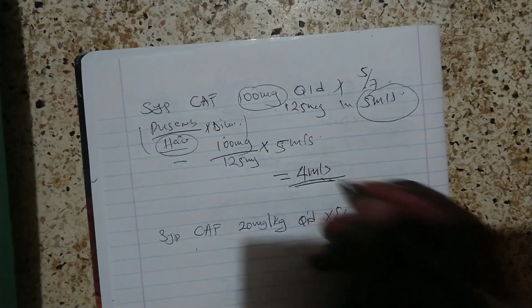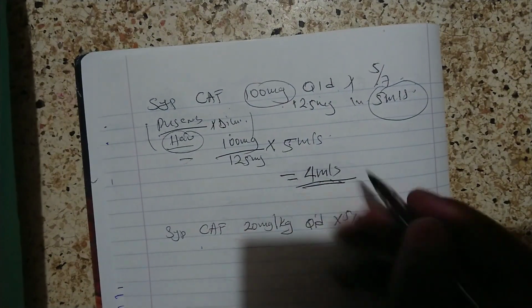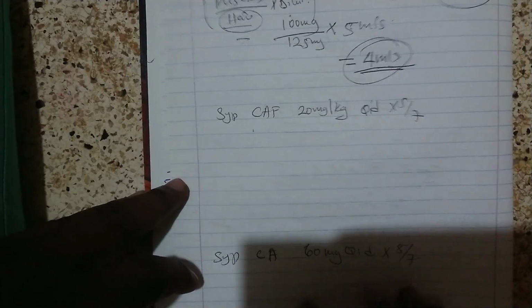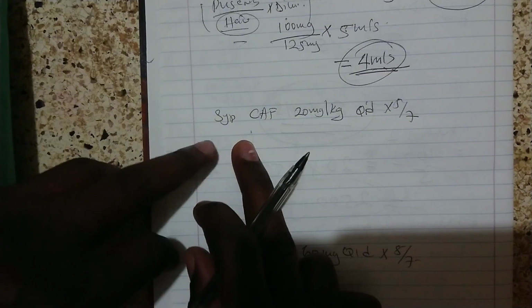Going to measure 4 mils and give. So in exam, 4 mils is the answer. So that is example 1. Let's look at example 2.